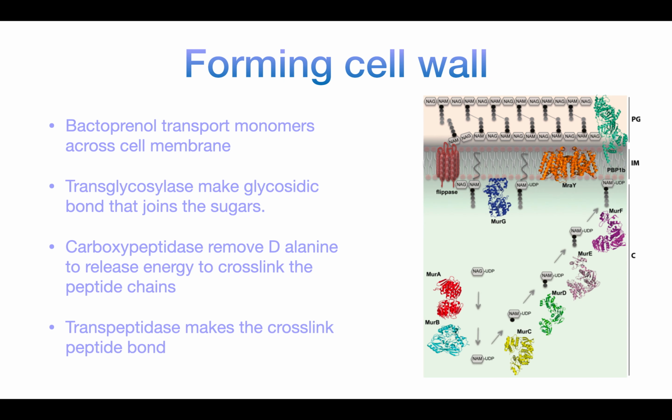Okay, so bactoprenol transports monomers across the cell membrane, and the transglycosylase will make the glycosidic bonds, and those will join the sugars, like right here, right here, right here. Carboxypeptidase will remove the D-alanine to release the energy in order to cross-link the peptide chains. And the transpeptidase will make the cross-linkage.